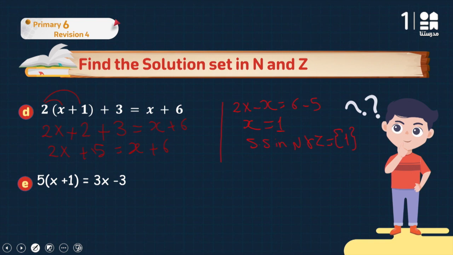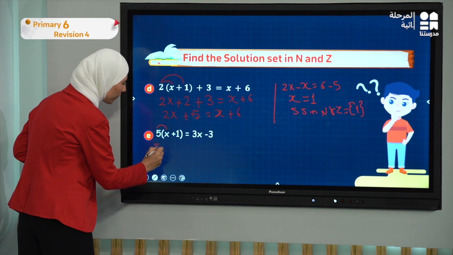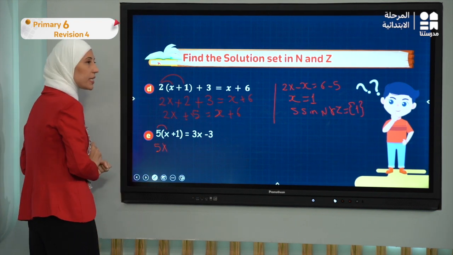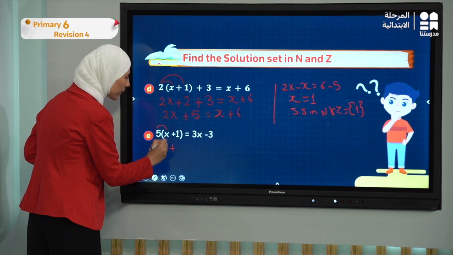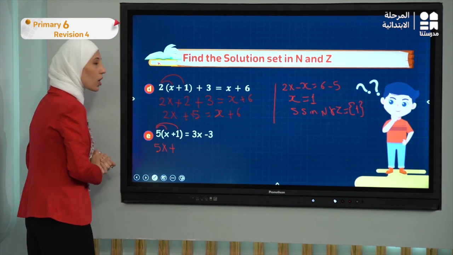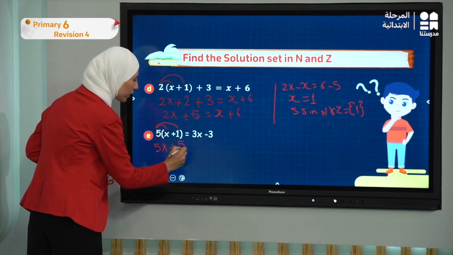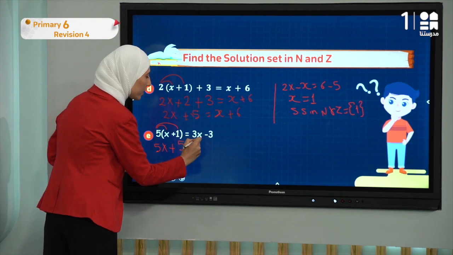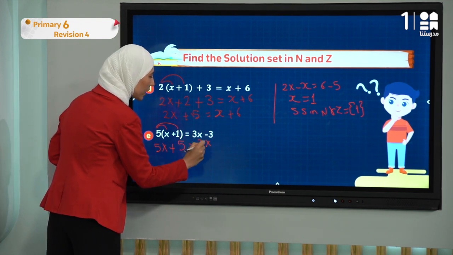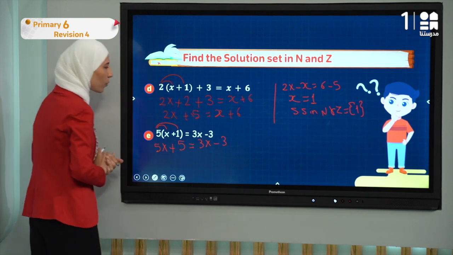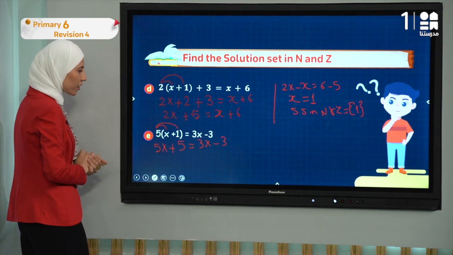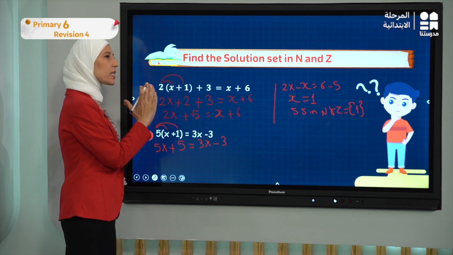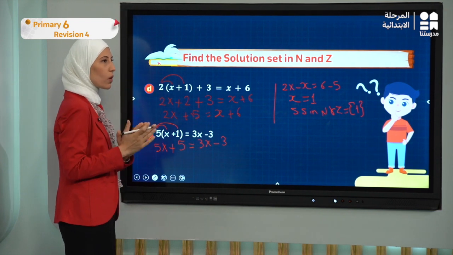Here I will take the 5 multiply the x plus 1 equal 3x minus 3. First of all, I'm going to make 5 times x. So 5 times x gives me 5x plus 5 times 1 equal 5. Then I will complete writing the exercise as it is, 3x minus 3. What am I supposed to do here? I'm going to put all the x's on one side and the numbers on one side.